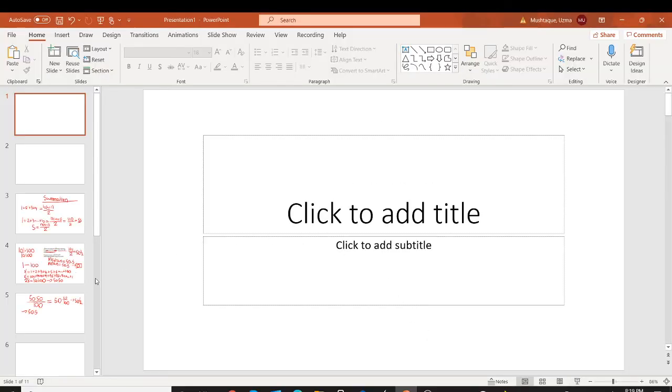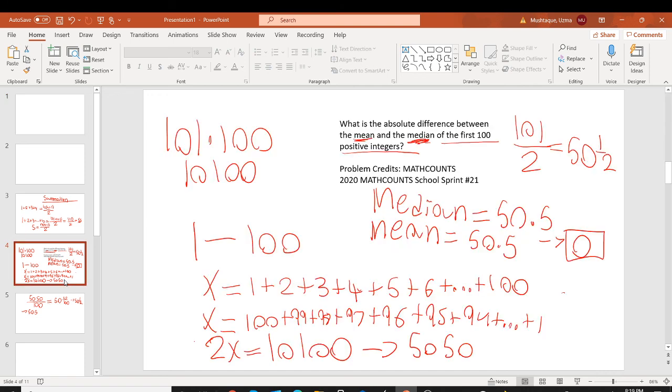So that's the basics of summations, arithmetic series, mean, median, etc. And over here, we saw how that works.